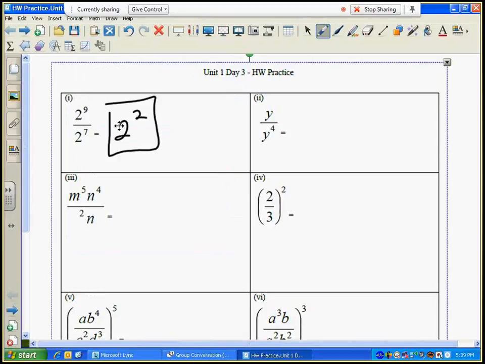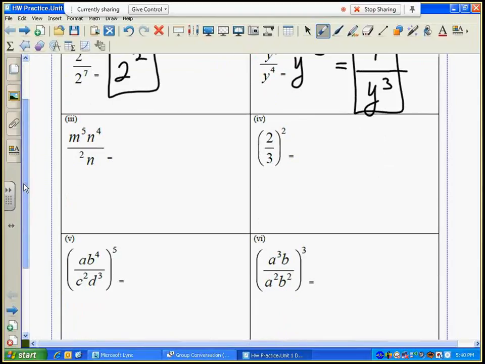For number 2, we have y over y to the 4th. The y in the numerator there is to the first power, so 1 minus 4 gives us y to the negative third. We can't leave it like that because it's got a negative exponent. It's going to ride the elevator down to the denominator. We have 1 over y to the third.